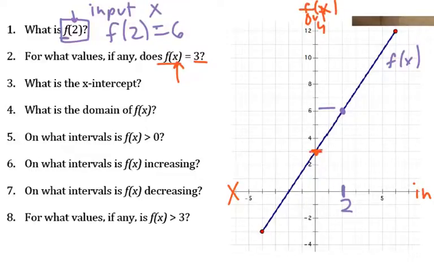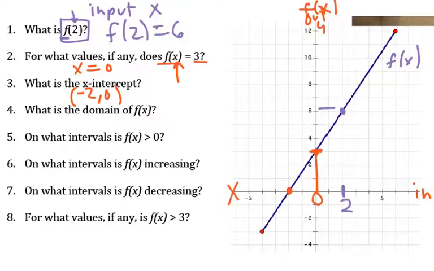So at 3, what's my x value for my graph? 0, because it's crossing at your y-intercept. So x would equal 0. What is the x-intercept? Well, where does it cross the x-axis? Right there. So it would be (-2, 0), the only place it crosses.